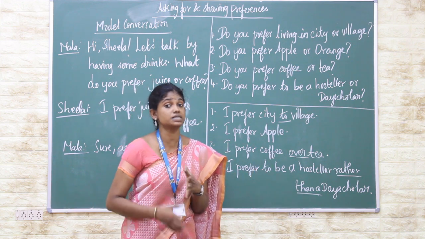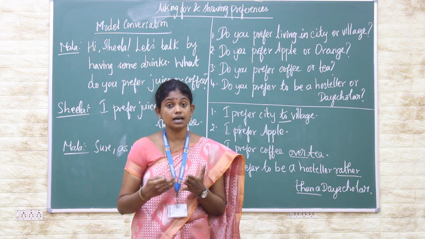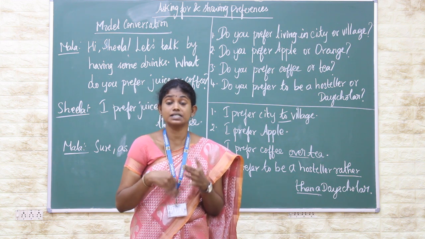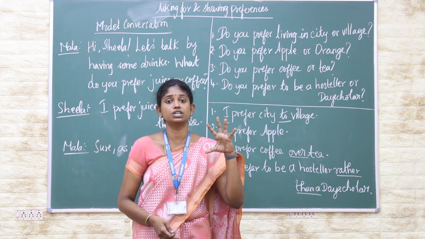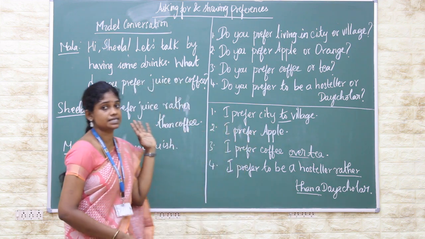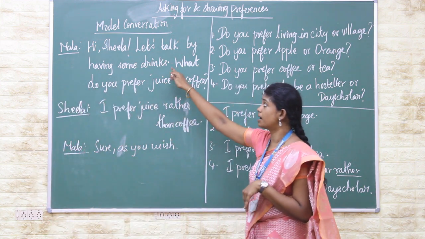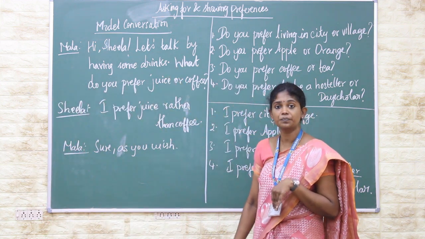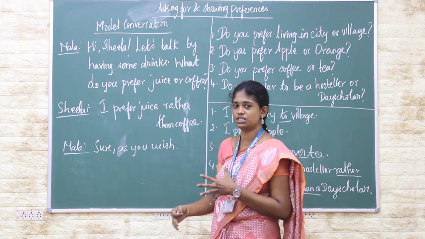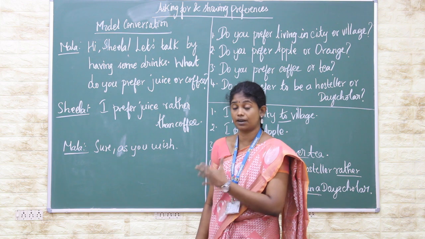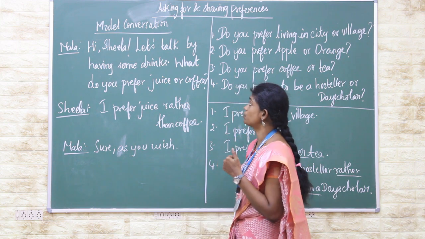These are the ways in which you can ask and express your preference in English. Now I am going to give you a model conversation. It's a conversation between 2 persons. One is Mala and the other person is Sheila. They are friends, talking with each other. It is a very short conversation, so I thought you will get a better understanding after looking into it. Just look into the conversation.